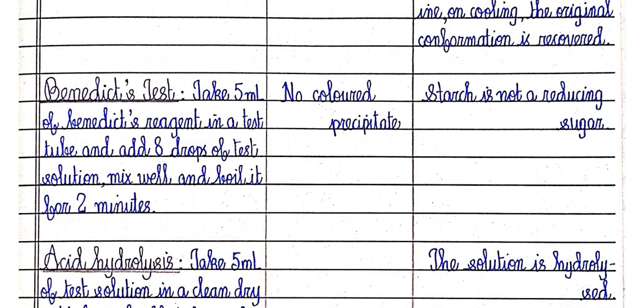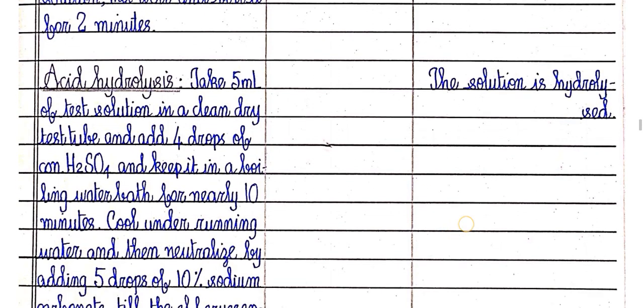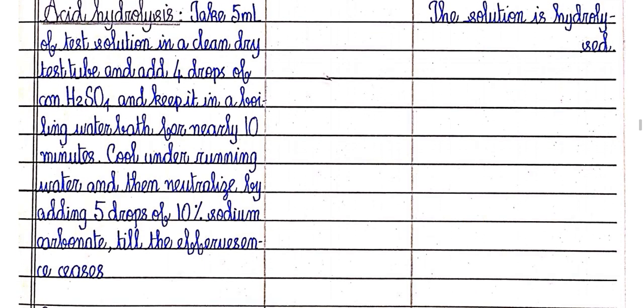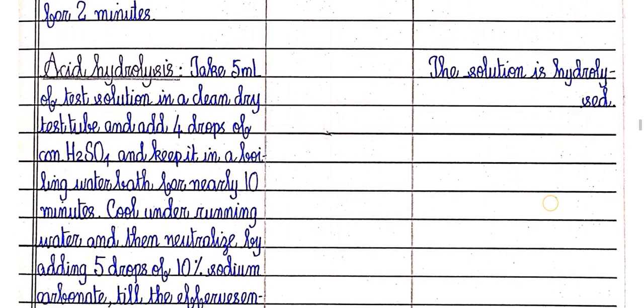After that, we will be performing acid hydrolysis. Take 5 ml of test solution in a clean dry test tube and add 4 drops of concentrated H2SO4 and keep it in a boiling water bath for nearly 10 minutes. Cool under running water and then neutralize by adding 5 drops of 10% sodium carbonate till the effervescence ceases. The solution is hydrolyzed.